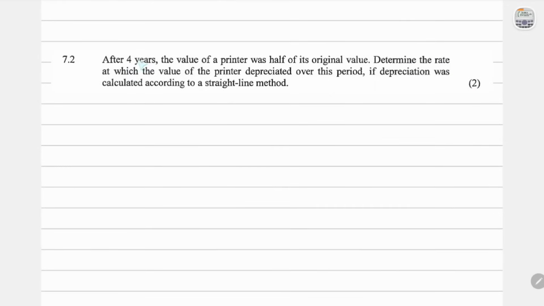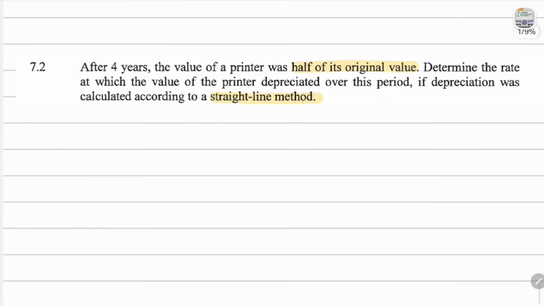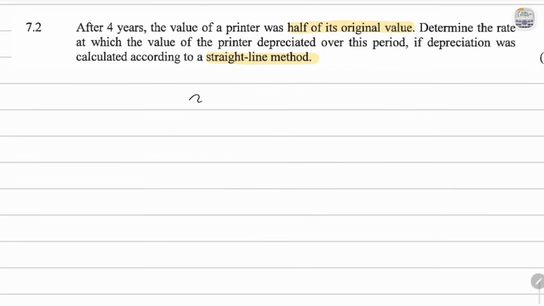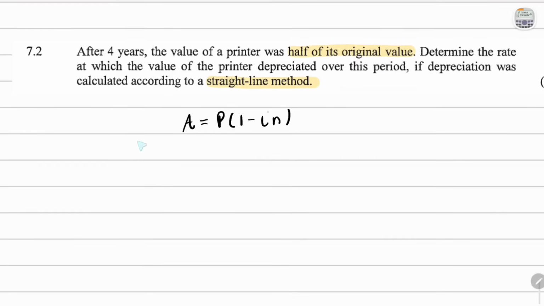Question 7.2 says, after 4 years, the value of a printer was half its original price. So it had a specific price and then became half. Determine the rate at which the value of the printer depreciated over this period, if depreciation was calculated according to a straight line method. So just use the straight line depreciation formula, which is A equals P times (1 minus i times n).